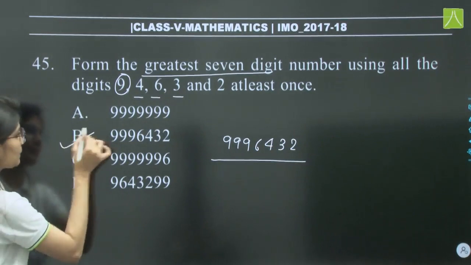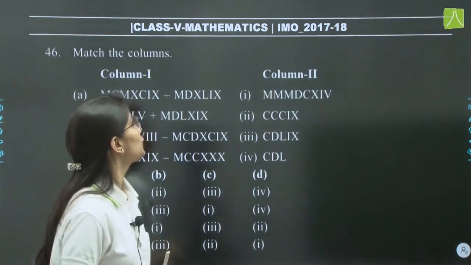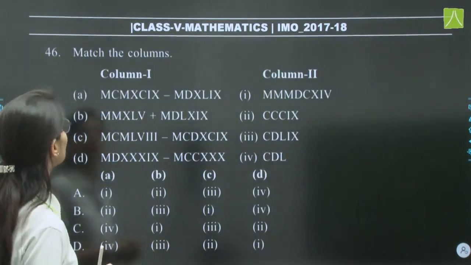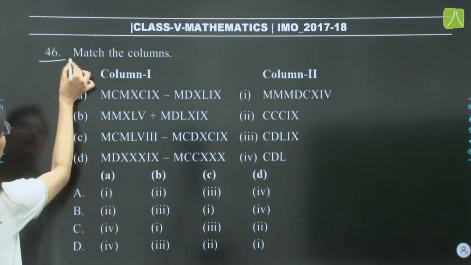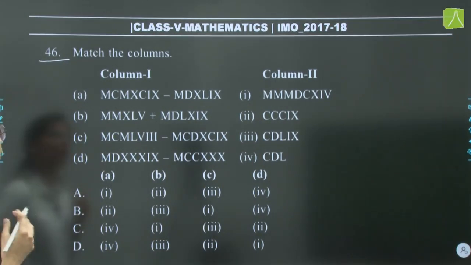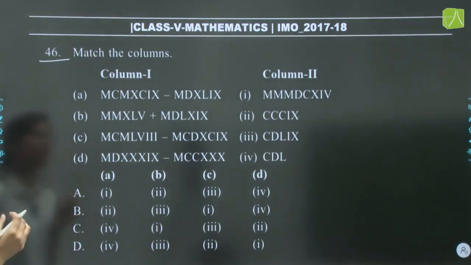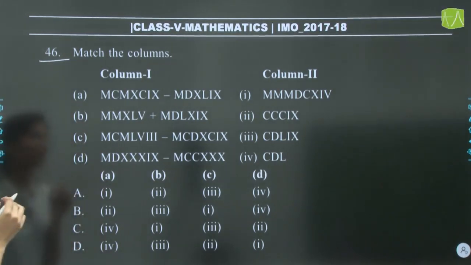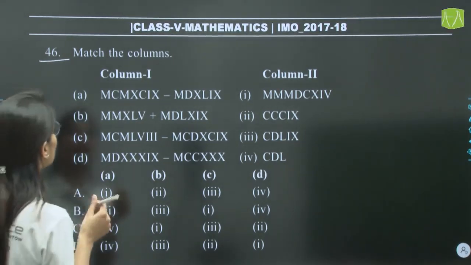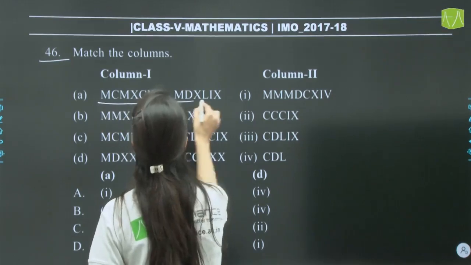Just check the option. This is option B. Okay, so now let's solve this achiever section, the question from question number 46. So this question number 46, match the columns. We have 2 columns, first and second, and this is a question based on Roman numerals. So we have to check all the options to solve this question. Let's start with option A.